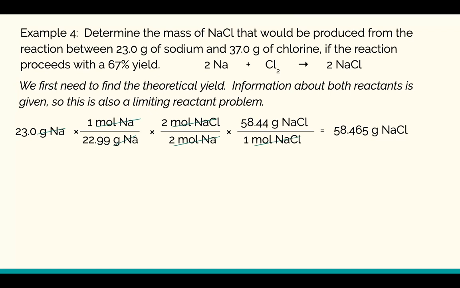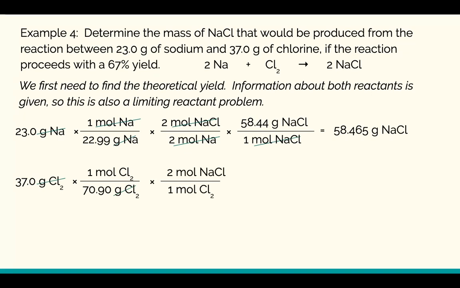Then we're going to do a similar calculation for the 37 grams of chlorine. We're going to convert to moles using the molar mass of chlorine. We're going to then convert to the moles of sodium chloride using the mole ratio from the balanced chemical equation, and then use the molar mass of sodium chloride to find the mass of sodium chloride that could be made if all of the chlorine reacted.